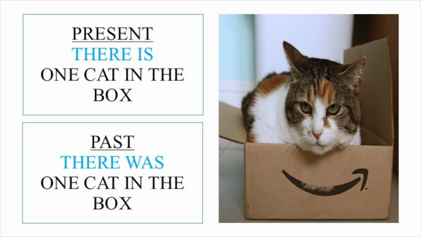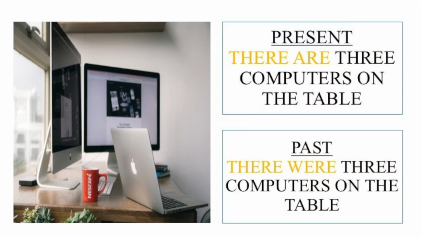Same for animals too. What animal can you see? Cat. Yes. So, singular or plural? Singular. One cat. Singular. Present tense, there is one cat in the box. Past tense, there was one cat in the box. Excellent, guys. And one more.